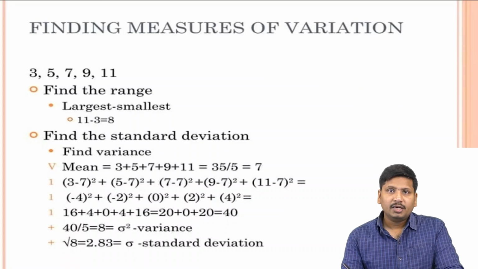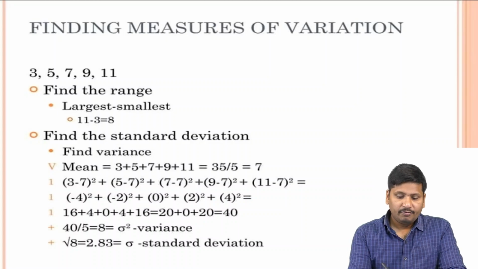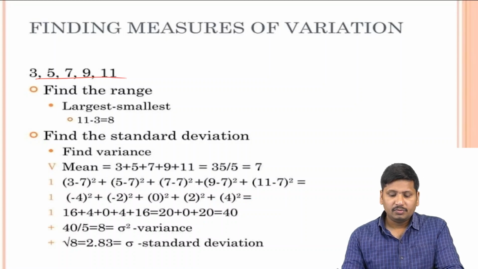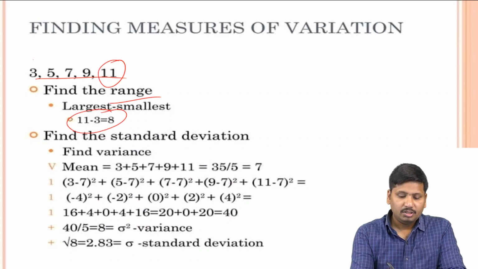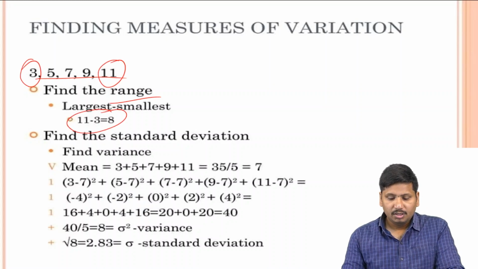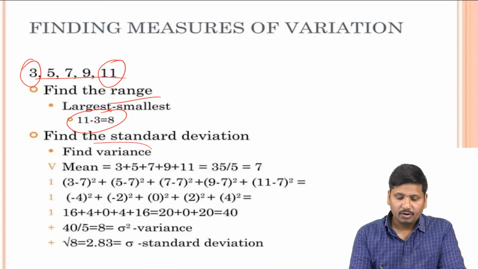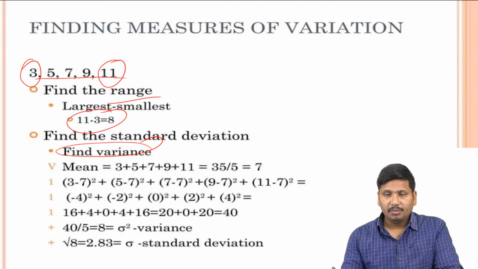So first one is 3, 5, 7, 9, 11. First we have to calculate the range, which is the largest minus the smallest value. Largest is this and smallest is this. Then to find the standard deviation, before that we have to find the variance. And the mean is equal to the sum of all the values divided by the total number of values.